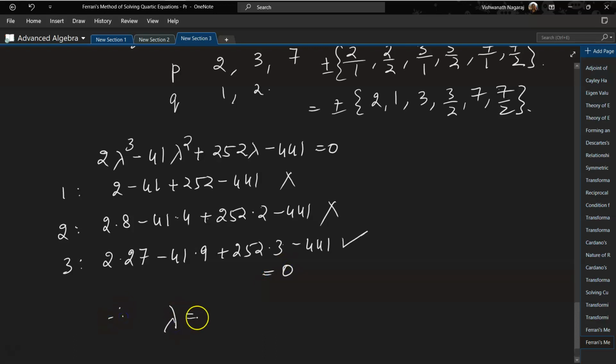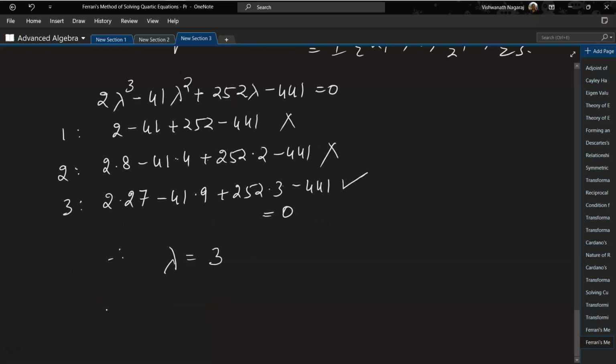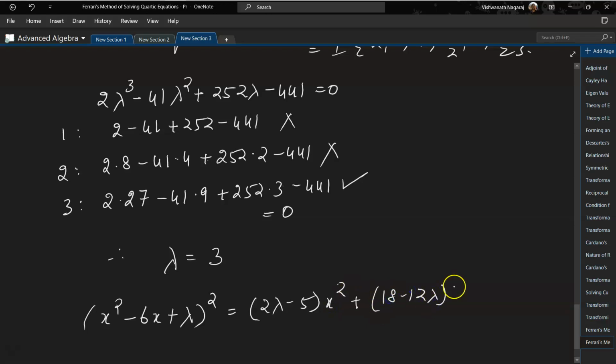So therefore, lambda is equal to 3. I'll be doing a separate session on this rational root test later. Okay, now that we have found lambda, let's go back to our original starting point. x square minus 6x plus 3. Remember, plus lambda was there. Let me actually write that statement first and then we'll do the substitution. Square is equal to 2 lambda minus 5 x square plus 18 minus 12 lambda x plus lambda square plus 70.